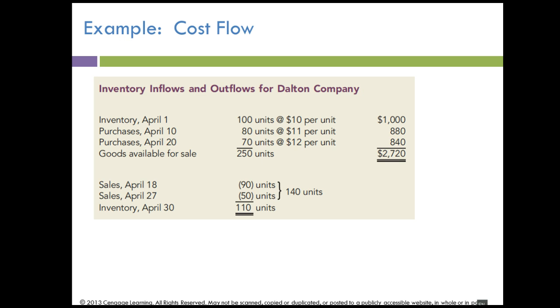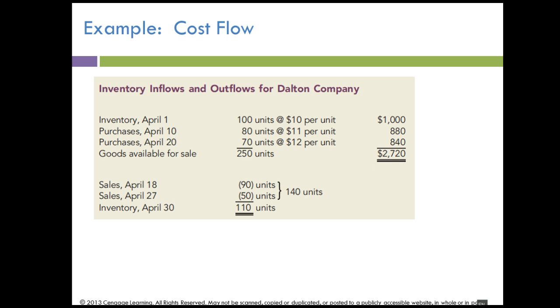So here's an example of how flows work with cost. We started the period on April 1st with 100 units at $10 a unit. Then on April 10th, we purchased 80 units at $11 a unit. And then again on April 20th, we made another purchase of 70 units at $12 a unit. So all the units that we have available for sale are 250 units at a total cost of $2,720.